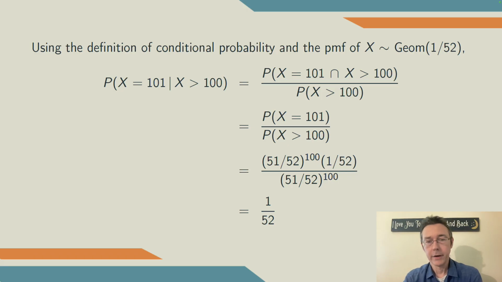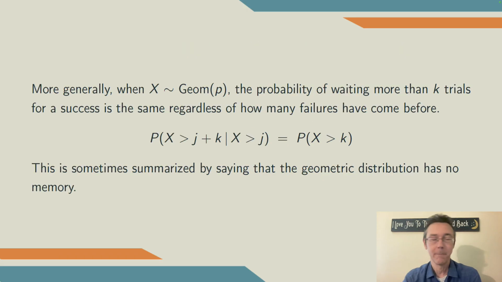The denominator there is just the probability of getting exactly 100 failures in a row, which is to say the probability that x is greater than 100. There's an immediate simplification. The 51 over 52 to the 100 is in the numerator and denominator, so that cancels. So overall, we get 1 over 52, which is exactly the same as the probability of drawing that ace of spades on the first draw.